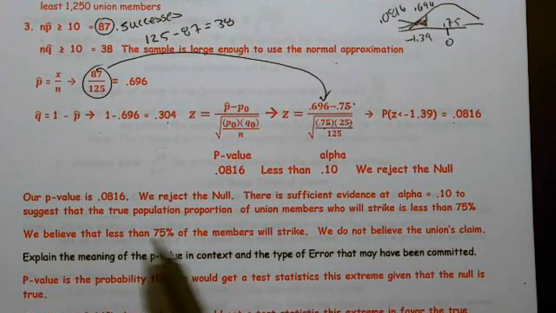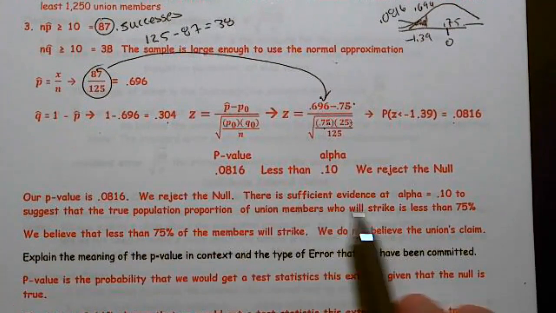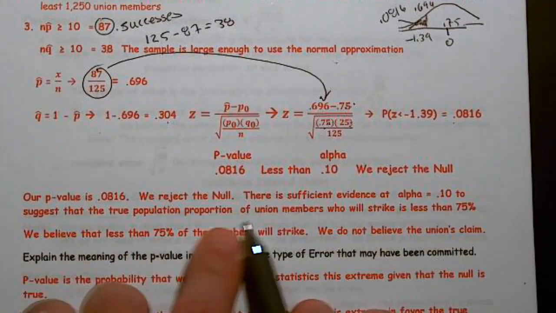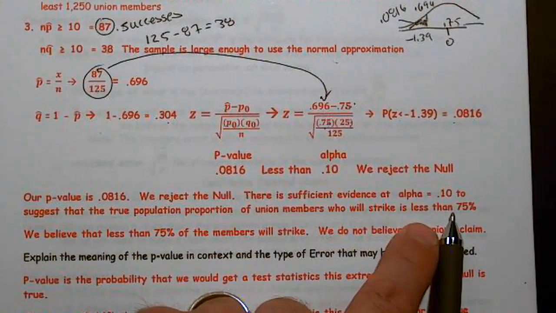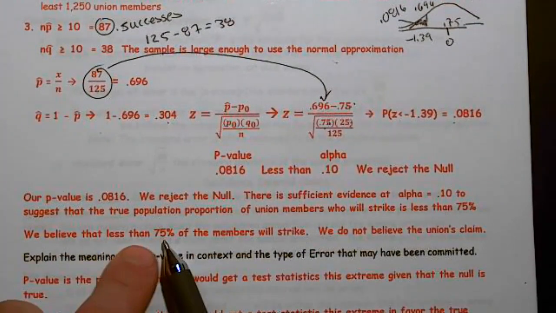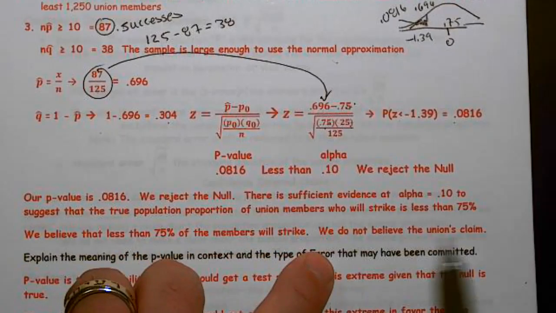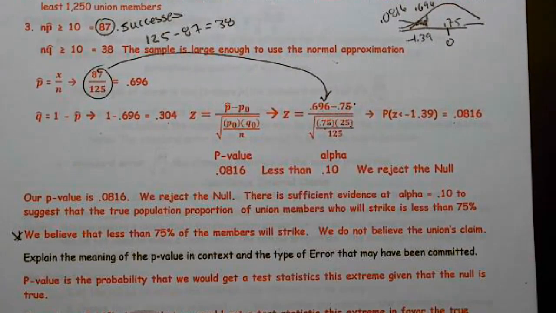So our p-value is 0.0816. We reject the null. There is sufficient evidence at alpha equal 0.1 to suggest that the true population proportion of union members who will strike is less than 75%. We believe that less than 75% of the members will strike. We do not believe the union's claim. Always important to actually answer the question. That's actually the question, but we also need to give our summary.